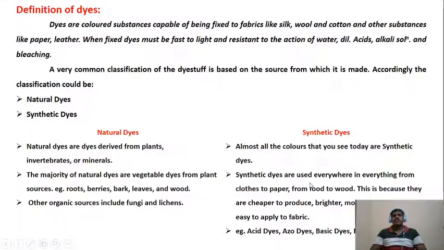In the natural dyes, the majority are vegetable dyes from plant sources. Majority of the natural dyes which we use today are obtained from plant sources like roots of the plants, berries, fruits, barks, leaves and woods. This type of material is used as a natural dye to color the fiber. And the other organic sources in the natural dyes include fungi and lichens.